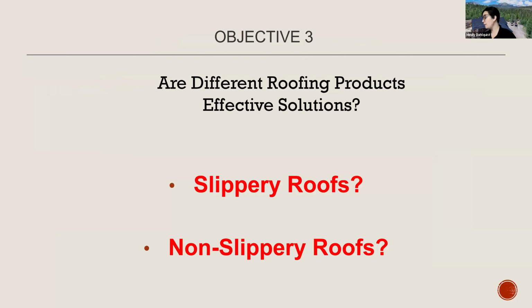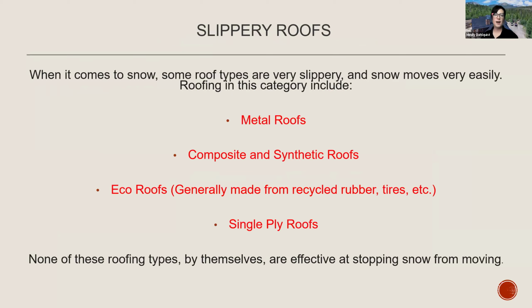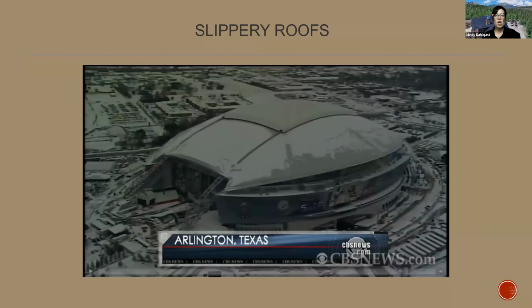So what about slippery roofs, non-slippery roofs? Are there solutions in that? So slippery roofs like your metal, composite, and synthetic, eco roofs, single ply roofs, all of these roofing materials together are going to be very slippery and will not stop that snow from moving on their own.